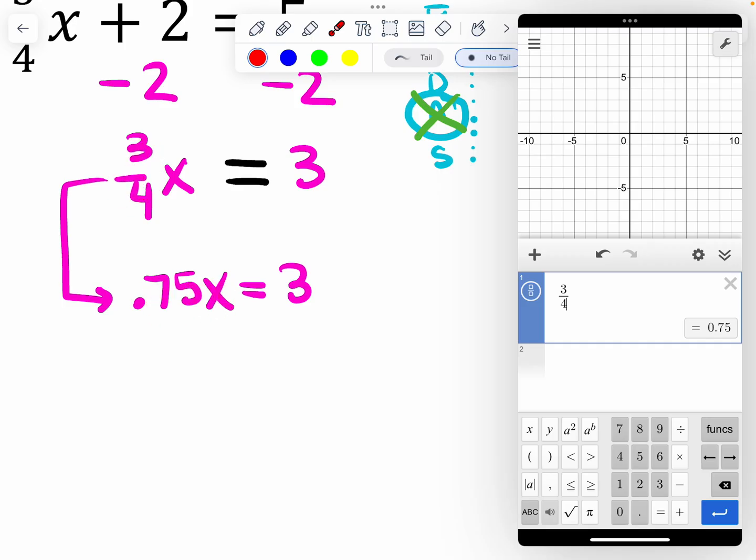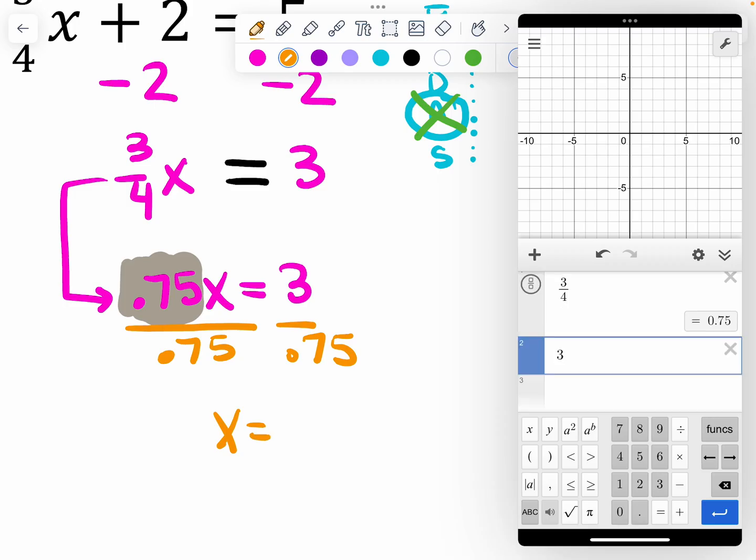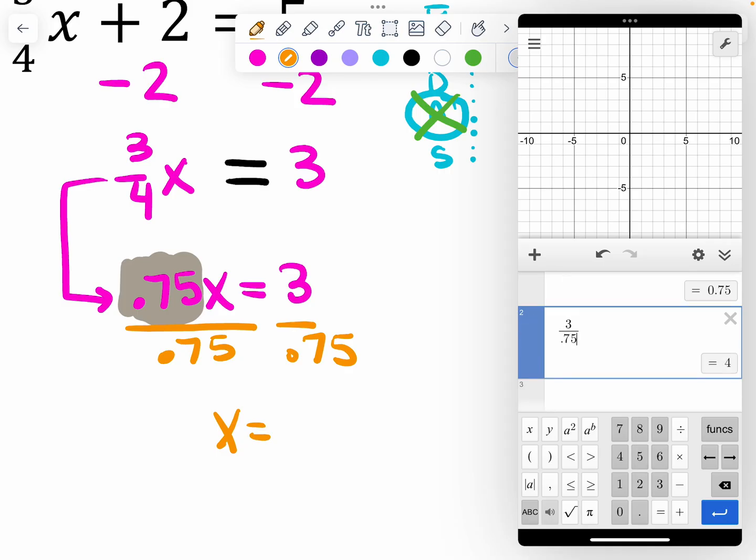And then again, same kind of process. What's x with? That 0.75. They're connected by multiplication, which we undo by division. So I'm going to divide by 0.75. That might look weird, but I can type 3 divided by 0.75 in my calculator, and I can type it in Desmos. And we're going to get our answer there of 4. And yay! So that wasn't so bad, right?